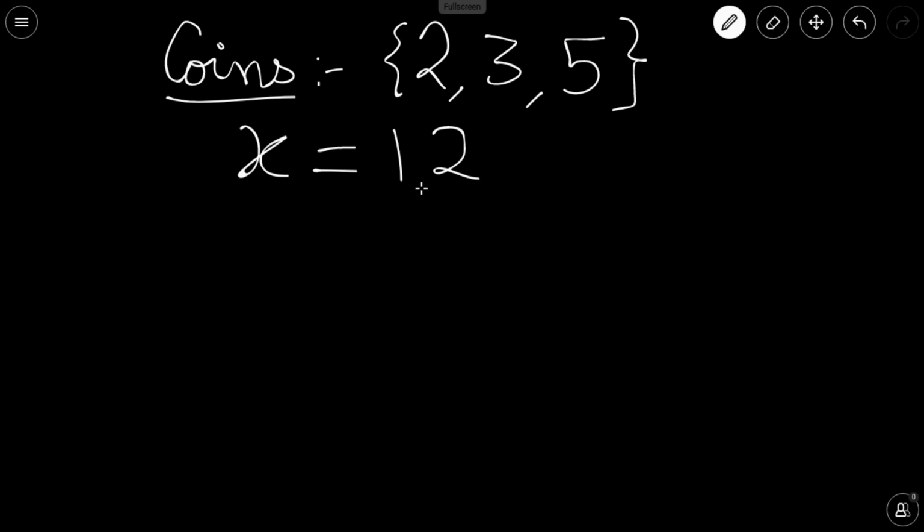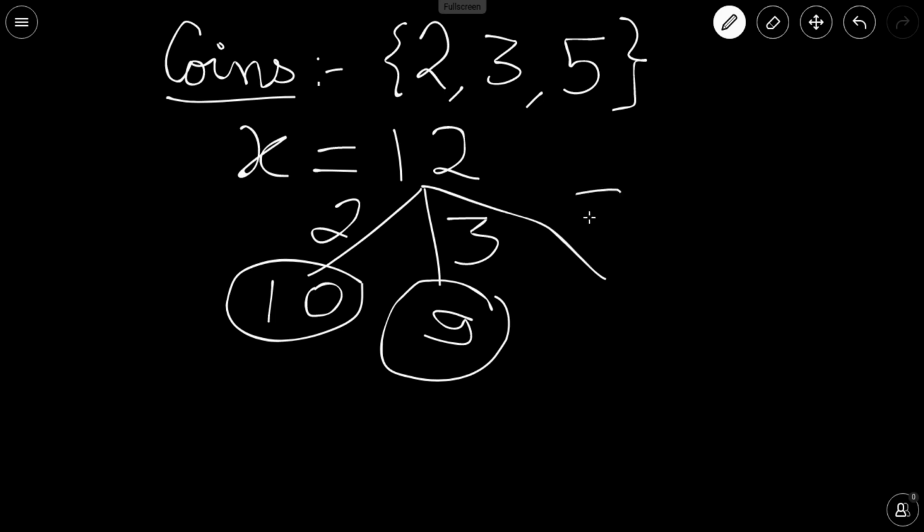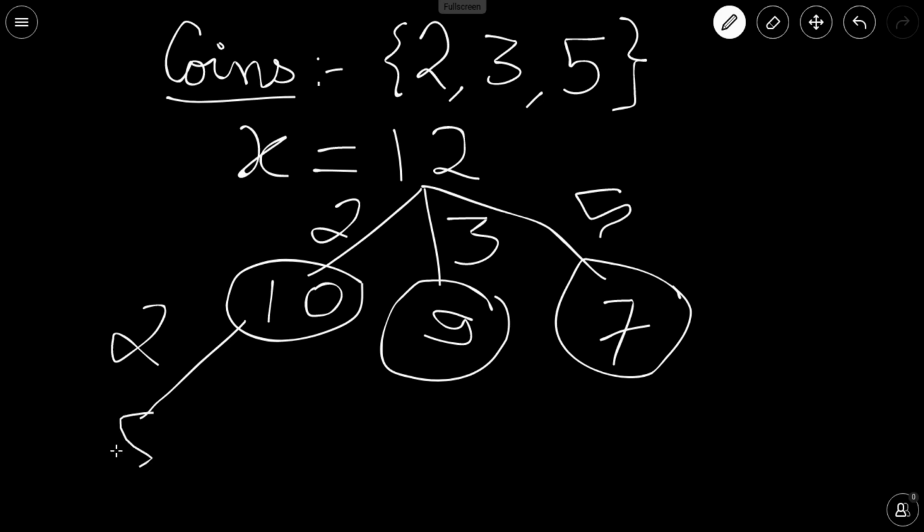Let's first understand what was happening in the previous problem. We used a coin of value 2, so our problem reduced to making a sum of 10. If we used a coin of 3, our problem reduced to making a sum of 9. If we used a coin of value 5, our problem was now to make a sum of 7. Similarly, you keep on doing this. If you use a coin of value 2 here, your problem reduces to making a sum of 8. If you use a coin of 3, it reduces to making a sum of 7, and so on.